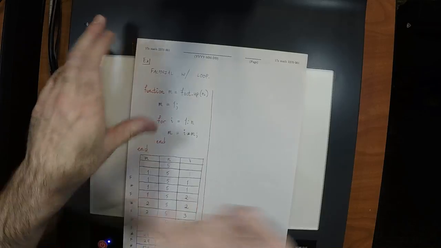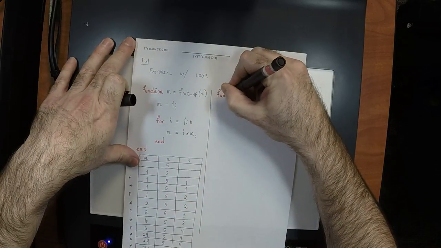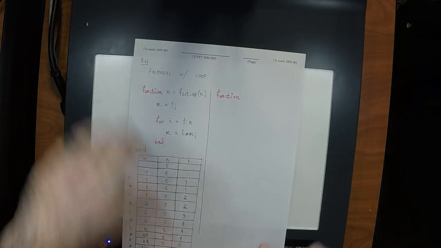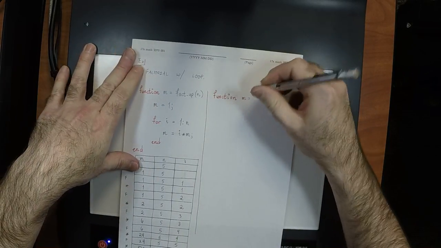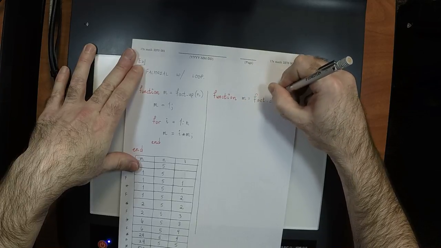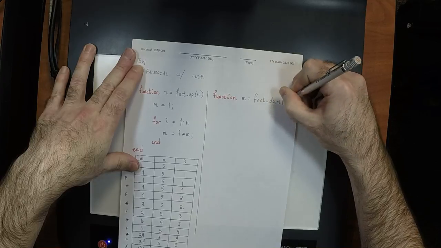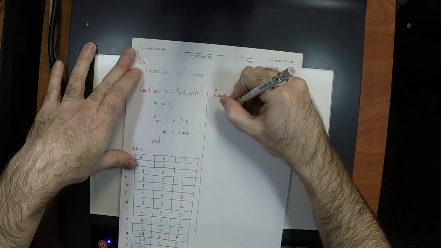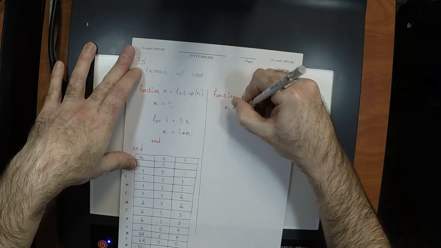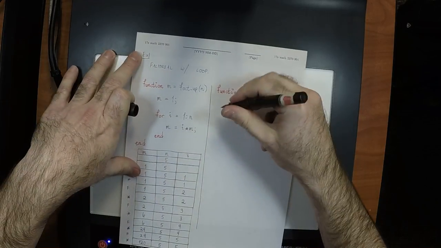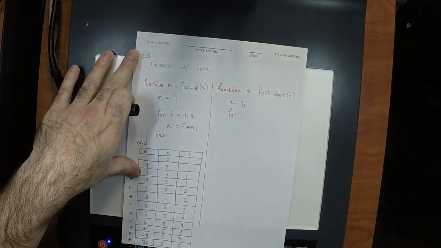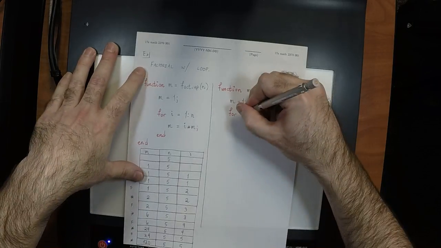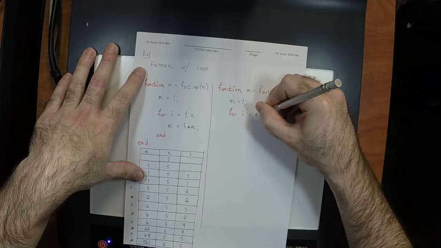Okay. So how could we do this? Counting down. What do you think would be a good name for the function? Fact down. How about fact down? Fact fall. Fact fall. Similarly, for similar reasons, we need to initialize this value as 1. Again, we need to do a loop. But now, supposing that we want the index to count down, what is it that we need to write? N colon negative 1 colon 1.